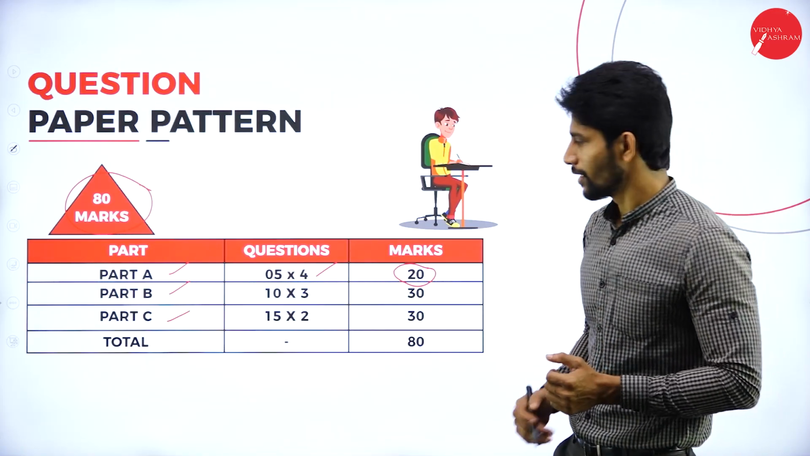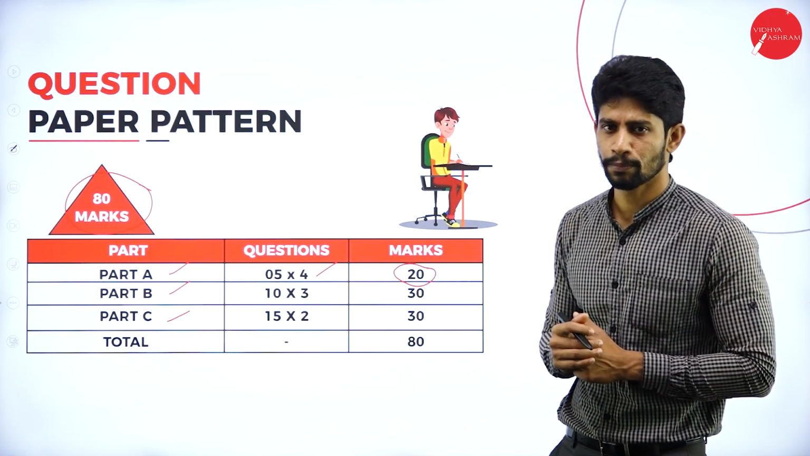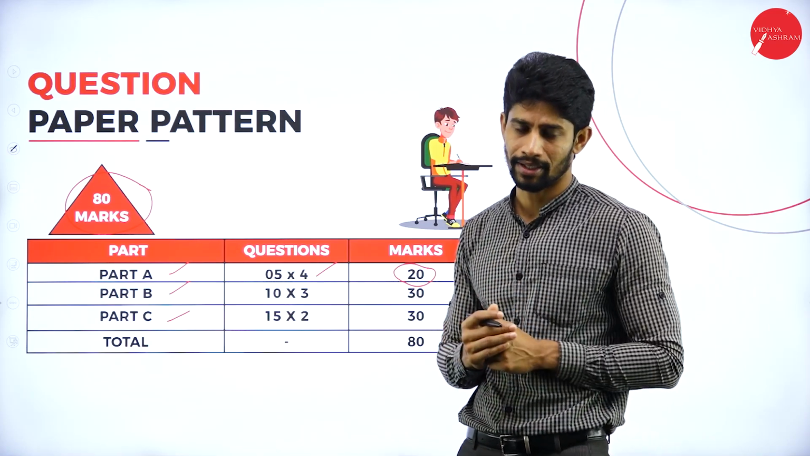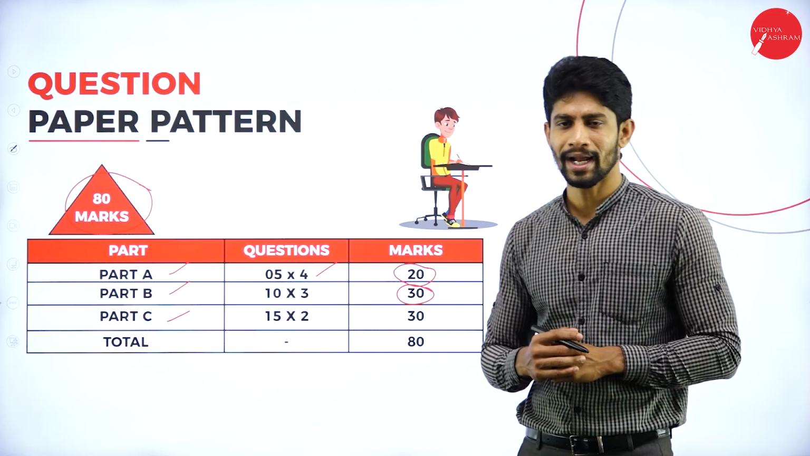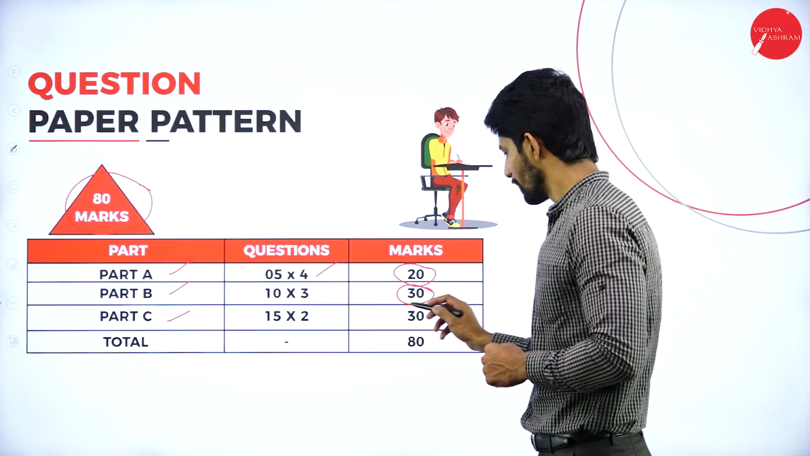Next, Part B. In Part B, you will be asked 3 questions and you are supposed to answer all 3 questions. Each question carries 10 marks, so in total 30 marks. In Part C, you will be answering 2 questions. Each question carries 15 marks, totally 30 marks.